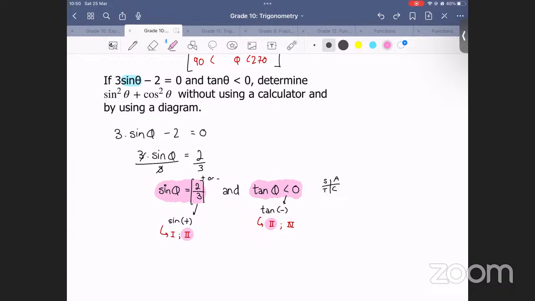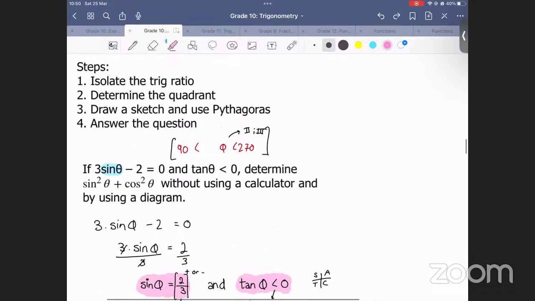Okay, cool, noted. Now they say tangent theta needs to be negative. So tangent theta is what? Tangent theta is positive in the third and first, so therefore in the second and fourth is where it's negative. Now the quadrant that fulfills both criteria is the one that we're going to choose, and that's the second quadrant, and that brings us to number 3.